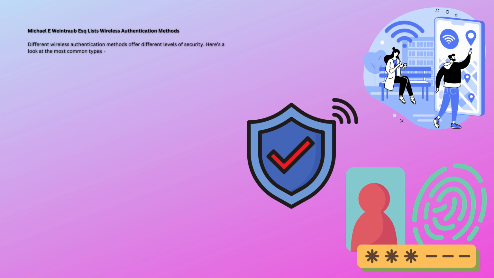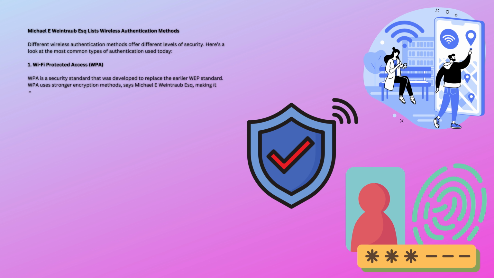1. Wi-Fi Protected Access, WPA. WPA is a security standard that was developed to replace the earlier WEP standard. WPA uses stronger encryption methods, says Michael E Weintraub Esq, making it more difficult for hackers to access your network. WPA comes in two forms, WPA and WPA2. WPA2 is the most secure option and is what you should be using if your router supports it.